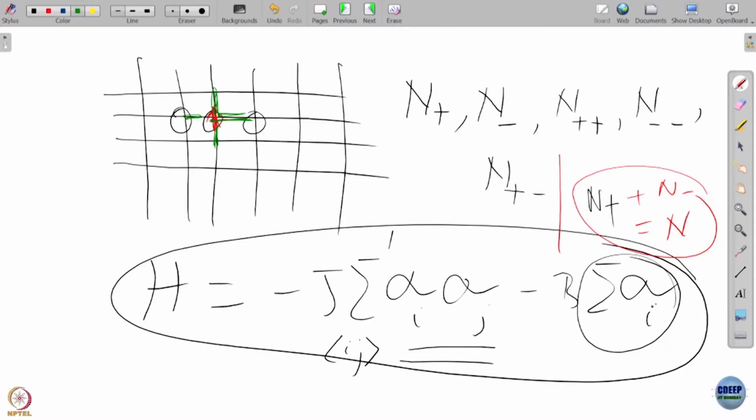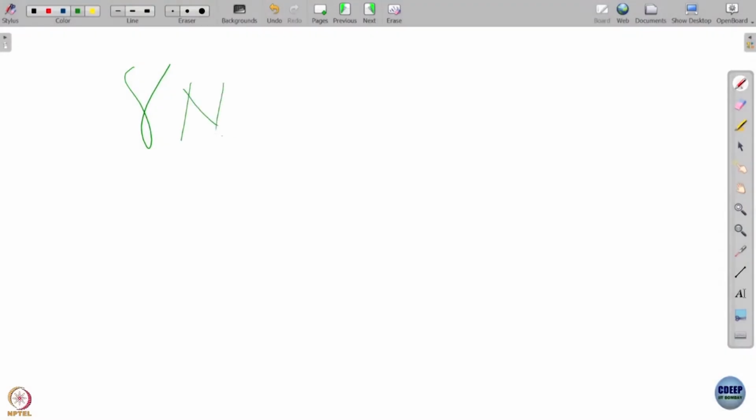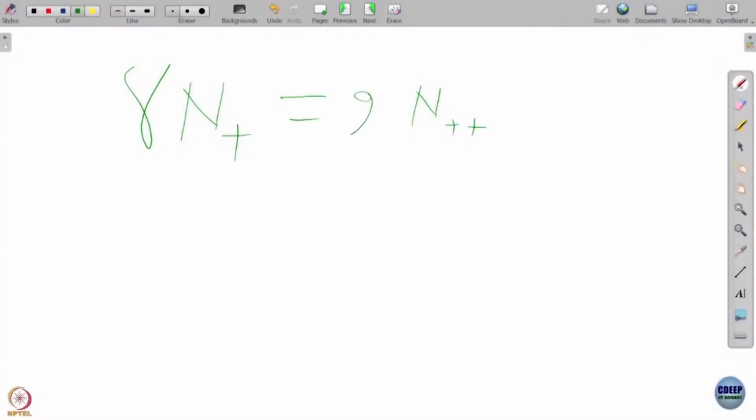So to begin with, let me summarize. I pick only the up spins, and from the up spins I draw a line to the nearest neighbor. How many lines will I have? I have gamma nearest neighbors, and from each up spin I am drawing one line. So I will have gamma n plus. That will be the total number of lines that I will draw. What will that then be equal to? Here n plus plus will come with 2. So this is the conservation condition that must be obeyed.